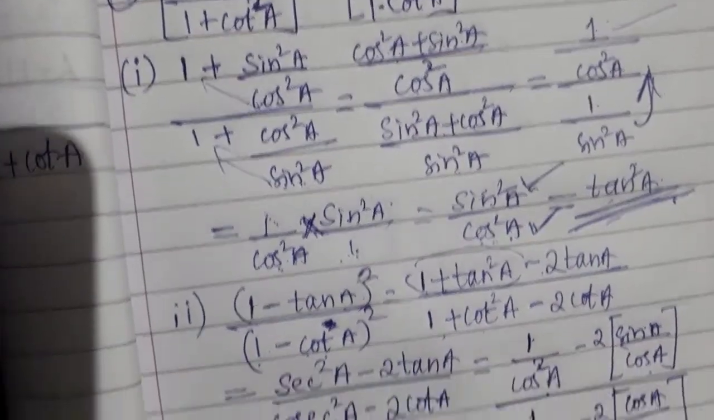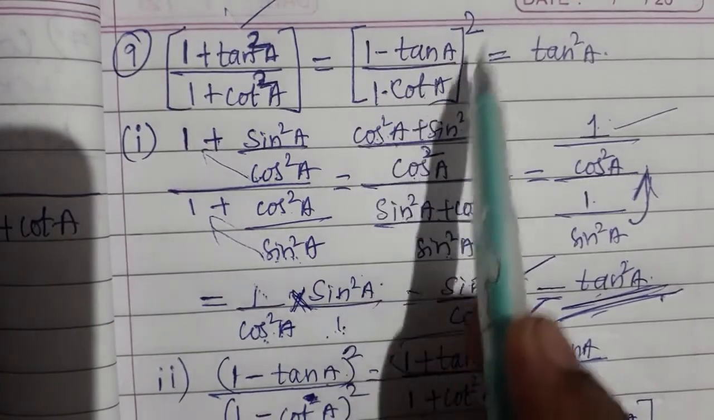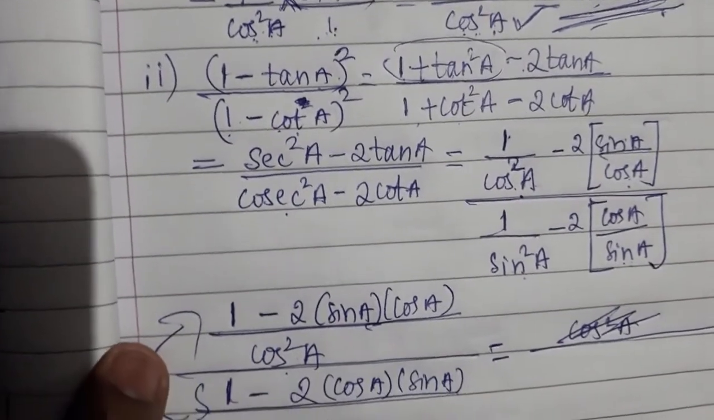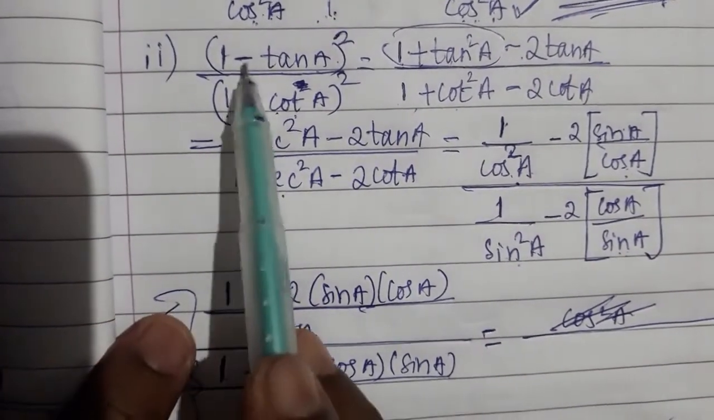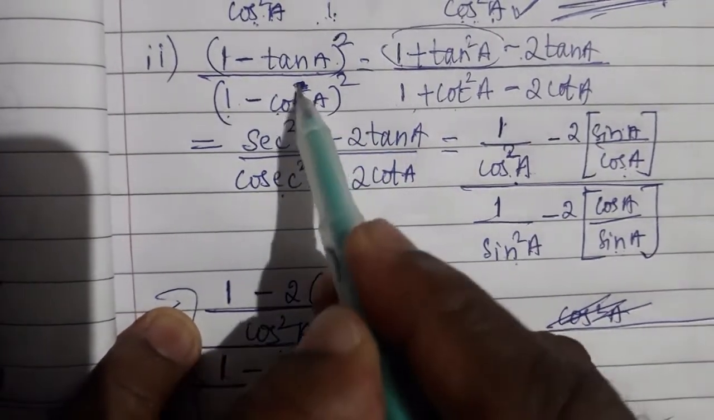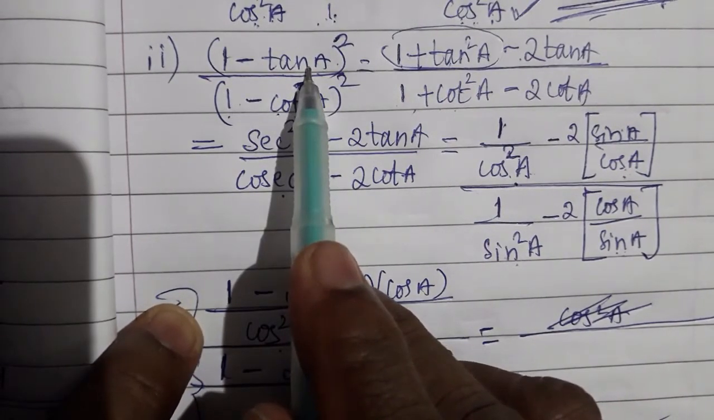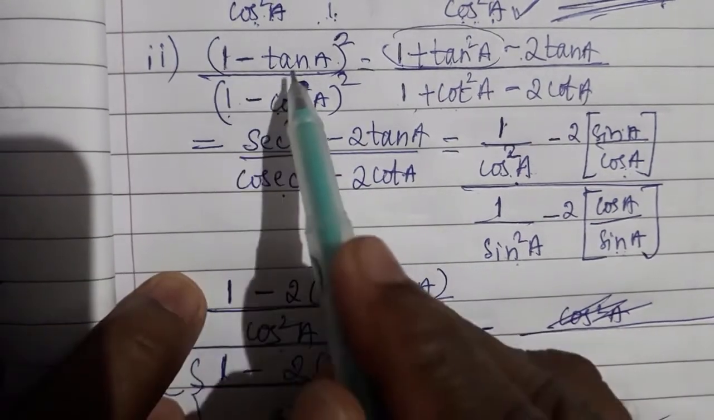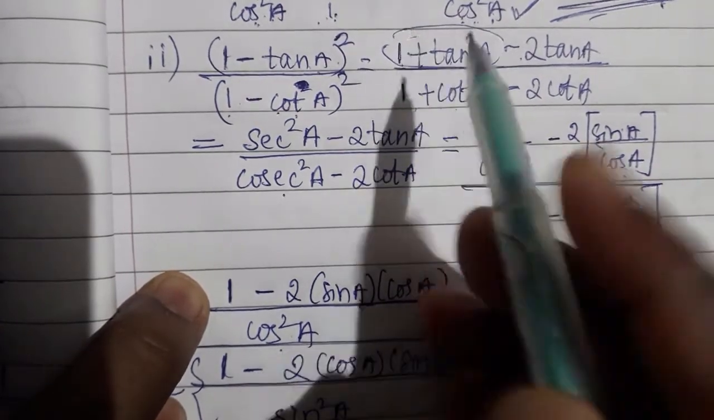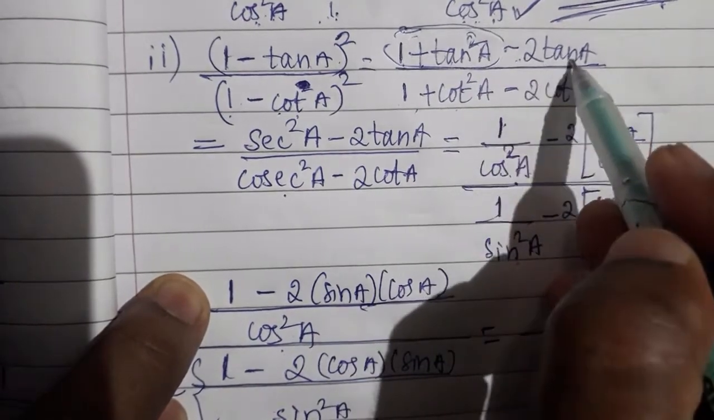Now we will check the second part. What is the second part? (1 − tan A)/(1 − cot A) the whole square. So the square can be distributed to both numerator and denominator: (1 − tan A)² by (1 − cot A)². So introduce (A − B)² is A² + B² − 2AB. In place of A I have 1, in place of B I have tan. Therefore, according to the formula, 1² plus tan²A minus 2 tan A.